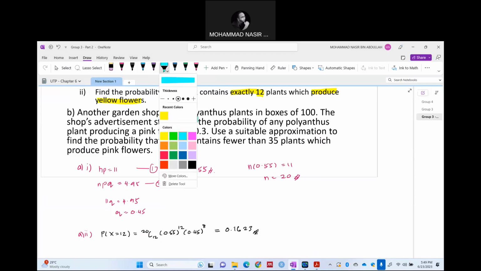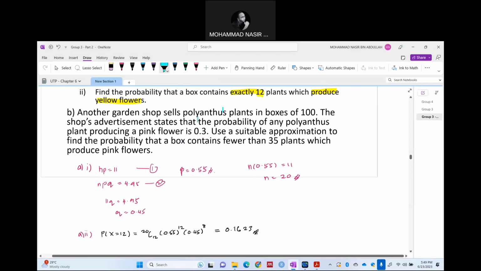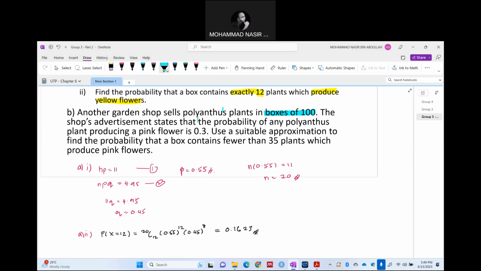So B, another garden shop sells polyanthus plants in a box of 100. The shop advertisement states that the probability that any polyanthus plant produces pink flowers is 0.3. So just now it was yellow flower, this is pink flower. Use a suitable approximation method. So you need to use the approximation method, right? If the question asks you to use an approximation method, you need to calculate by the approximation method. If you use binomial calculation, then you will not get any marks.